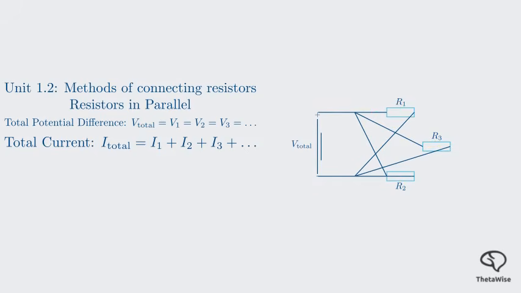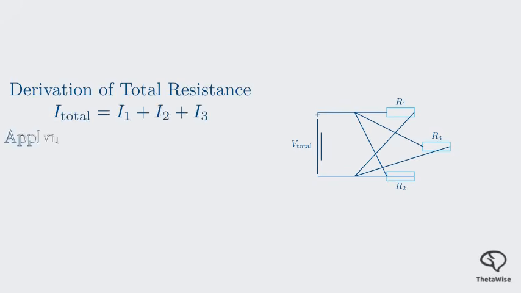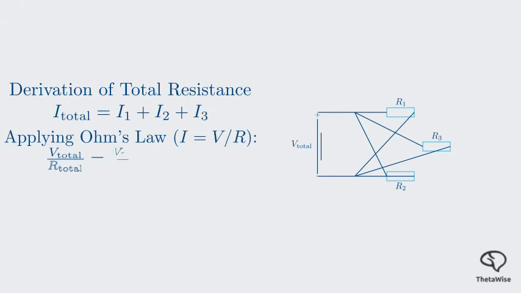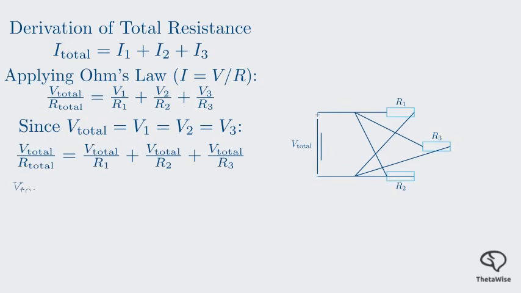Let's derive the formula for total resistance in a parallel circuit. This one is a bit different. We start with the current relationship. I total equals the sum of the branch currents. We can replace each current with its Ohm's law equivalent, V over R. Now the crucial step. We know that the voltage is the same across all parallel components, so V total, V1, V2, and V3 are all equal.